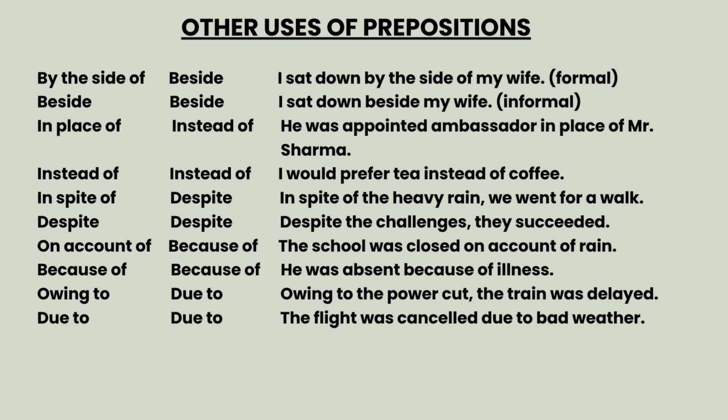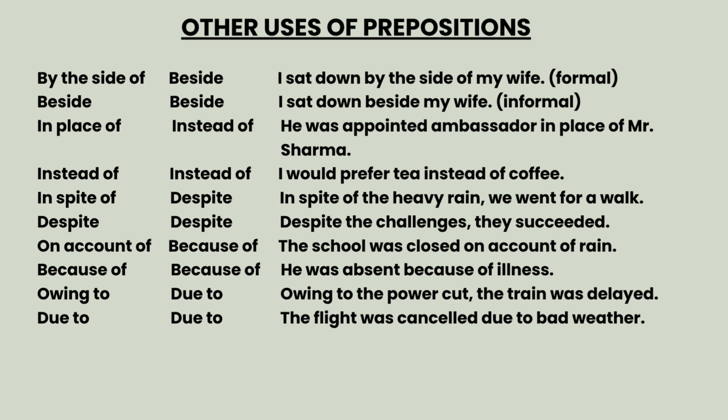Other uses of prepositions. Preposition, meaning, example. By the side of, meaning beside: I sat down by the side of my wife. Formal: Beside. I sat down beside my wife. Informal: In place of, meaning instead of: he was appointed ambassador in place of Mr. Sharma. Instead of: I would prefer tea instead of coffee.